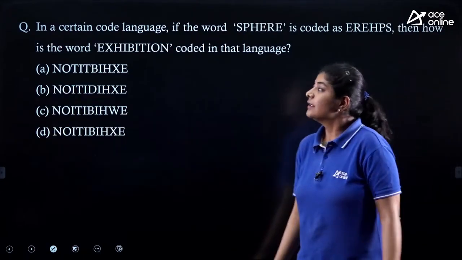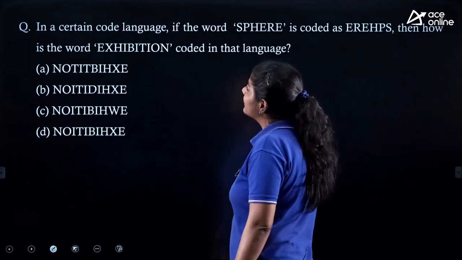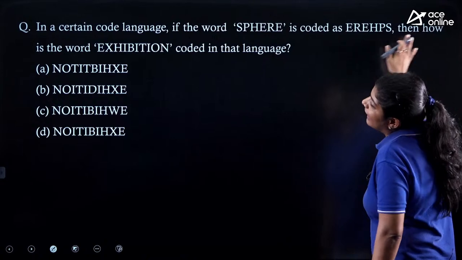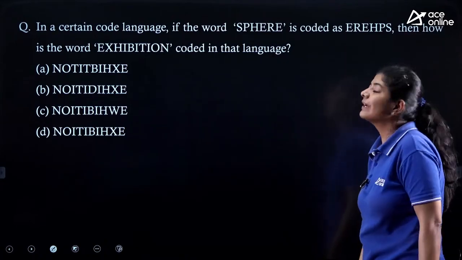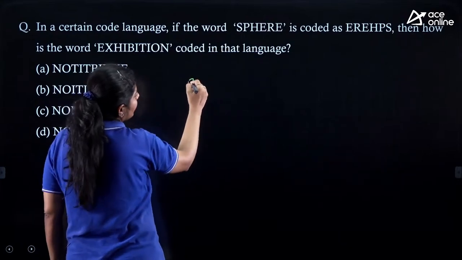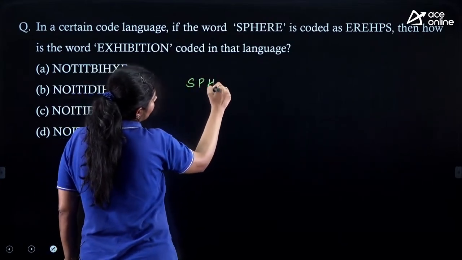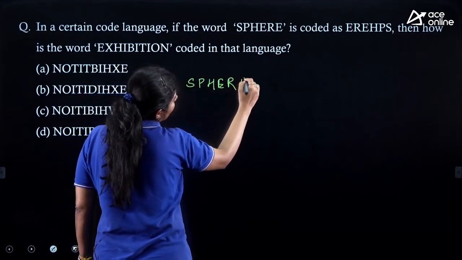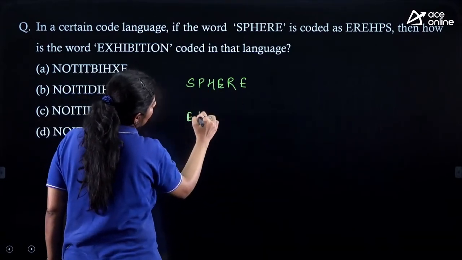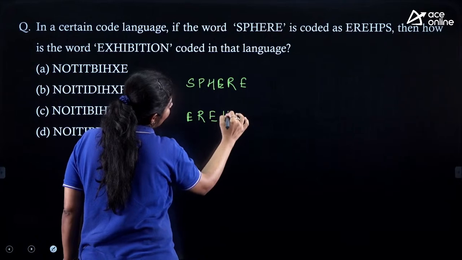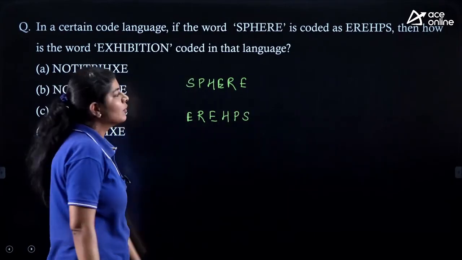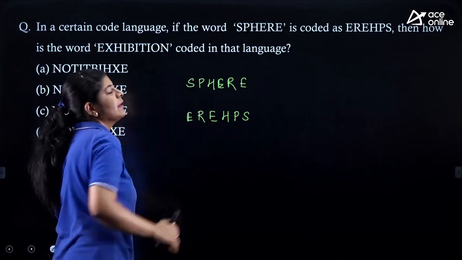Next. The next question says that in a certain code language, if the word sphere is coded as this one, then how is the word exhibition coded in that language? So what we are doing over here, we have a word sphere. Now this word sphere is coded as E-R-E-H-P-S.